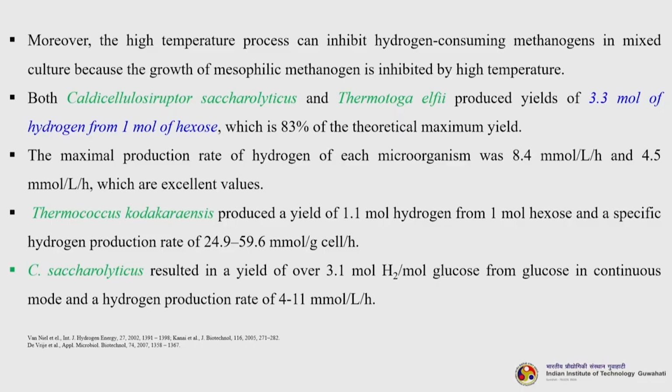Thermococcus kodakarensis produced a yield of 1.1 mole hydrogen from 1 mole of hexose and a specific hydrogen production rate of 24.9 to 59.6 millimoles per gram cell per hour. C. saccharolyticus resulted in a yield of over 3.1 moles of hydrogen per mole of glucose in continuous mode and a hydrogen production rate of 4 to 11 millimoles per liter per hour, which is also a good one if you compare with other such microorganisms.